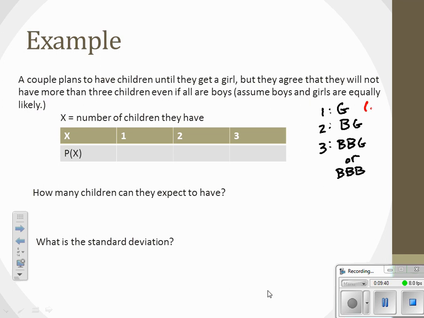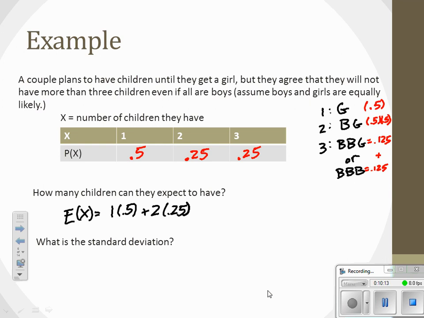So we think about this. The probability of a girl is 0.5. Boy and girl, 0.5 times 0.5, which would be 0.25. And then for 3 children, that's 0.125, and remember, we're going to add 0.125, and that's 0.25. So there's a 25% chance they have 3 children, right? So how many would they expect to have? The expected value here, 1 times 0.5 plus 2 times 0.25 plus 3 times 0.25, would be equal to 1.75 children.